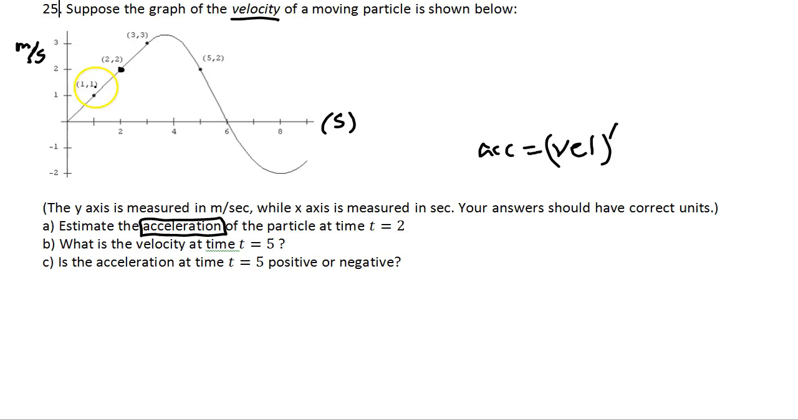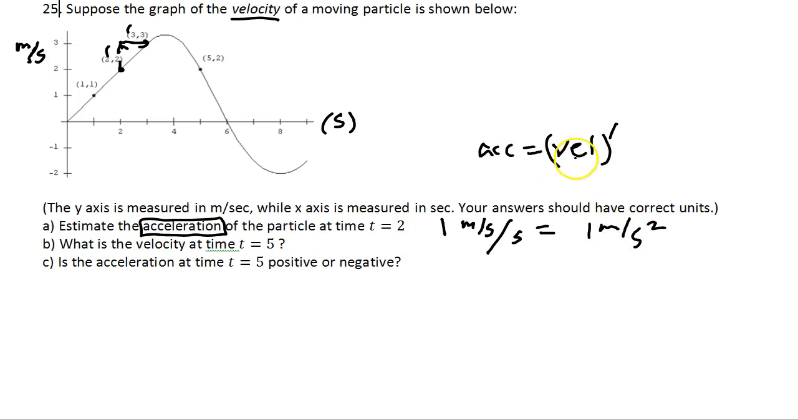t equals 2. Well, it looks like it's a straight line going through (1, 1), (2, 2), and (3, 3). And what's the slope here? It's increasing by 1, going up by 1 and going right by 1. So its rise over run is 1 over 1. Therefore, the acceleration is just 1. Now it says your answer should have correct units. If you're dividing meters per second by seconds, you will be getting 1 meter per second squared.